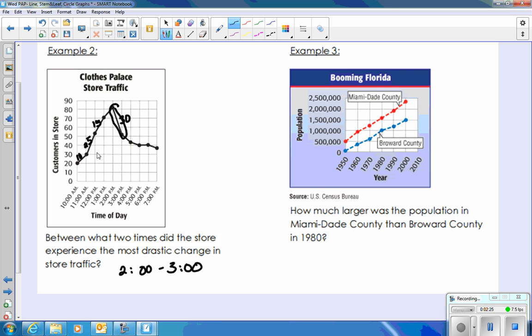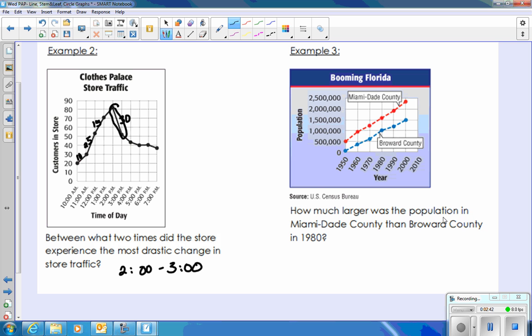Now notice I didn't care whether it was a positive increase or a negative increase. I just wanted to see which one was the most drastic of a change. The next example has two line graphs shown. This one is Broward County. This one's Miami-Dade. So our population and the year.